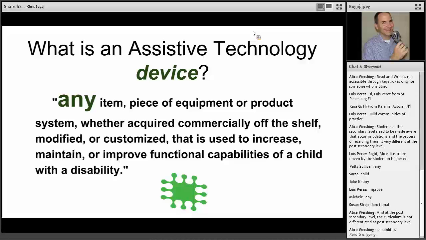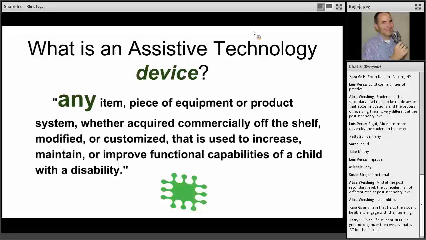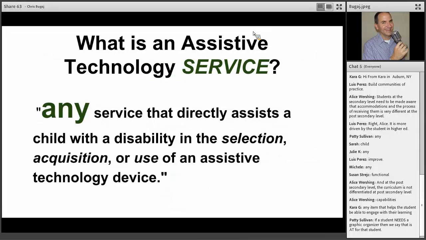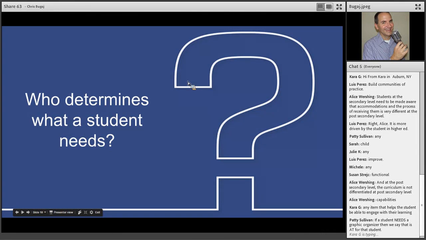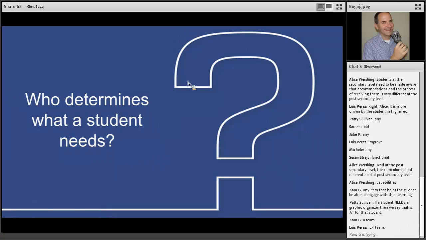Yeah, I sort of agree that oftentimes when you talk to someone who doesn't know what assistive technology is, who hasn't necessarily studied the law, they would think that assistive technology meant something you plug in or something with batteries, right? When really it can be any item, right? So from that perspective, anything could be assistive technology depending on how it's used, right? And that leads me to the next point: who determines what a student needs, right?